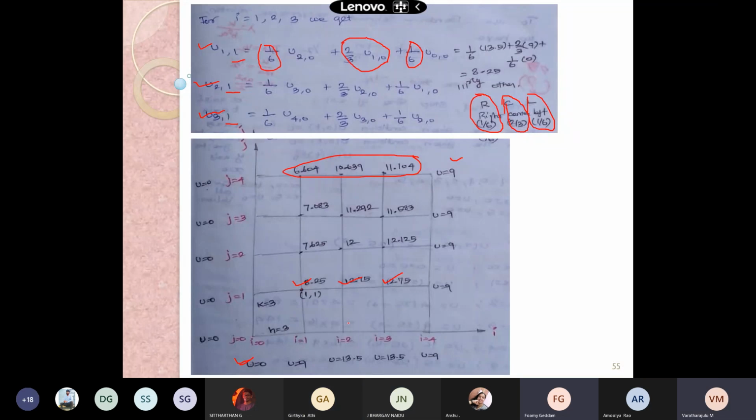Why did we stop the iteration till j is equal to 4? h equals 3. When h is equal to 3, we continued till t and x till 12. Therefore, the results are 6.604, 10.693, and 11.104. Any clarifications? Any queries?